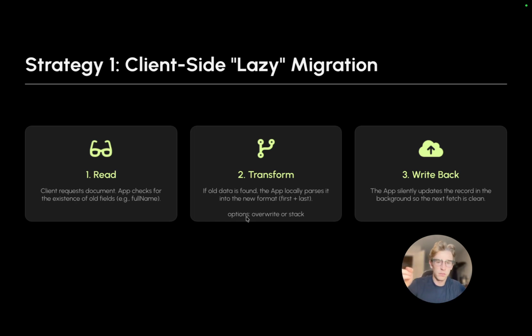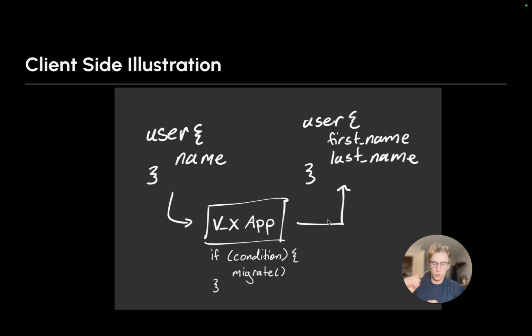You also have two options here. You can either overwrite or you can stack, and we'll look at what that means with some visuals. I do love my visuals. So I'm going to use green now, or maybe orange, seems nice. So essentially what this looks like is you have your Firestore collection.